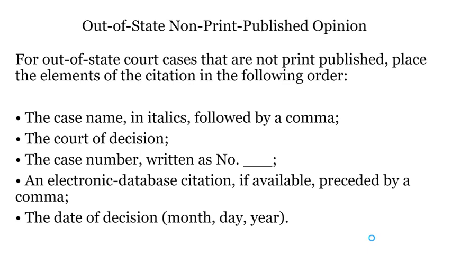Okay. For out-of-state court cases that are not print-published, place the elements of the citation in the following order. The case name in italics followed by a comma, the court of decision, the case number, and you can see on the screen it says written as NO period, an electronic database citation if available preceded by a comma, the date of decision in the month, day, year order. For more information on how to cite out-of-state, non-print published court cases, look at page 28, section 1.5b of the Ohio Writing Manual.